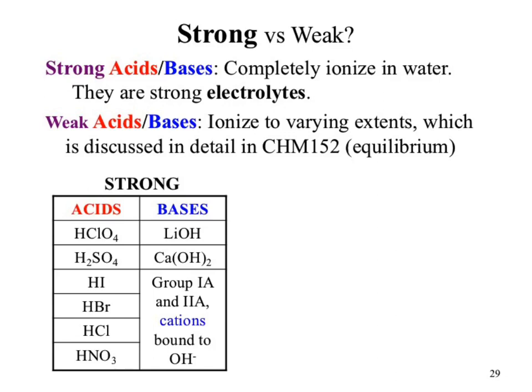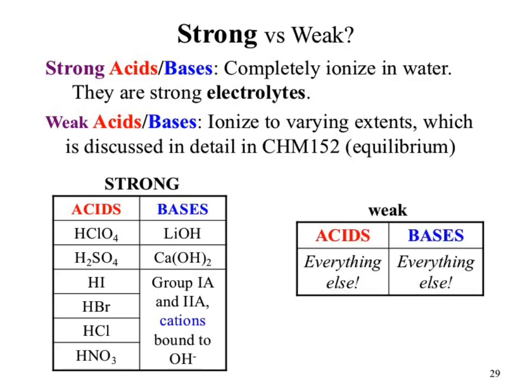Where's HC2H3O2, or acetic acid? No. Not on that list. What does that mean? It's weak. That's it. That's how you decide between strong and weak. You know the strong ones, and everything else that's not strong is weak.